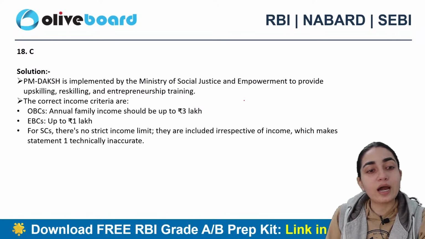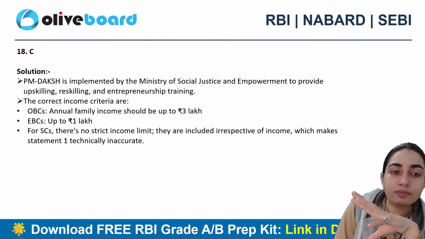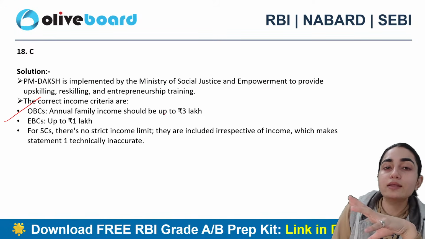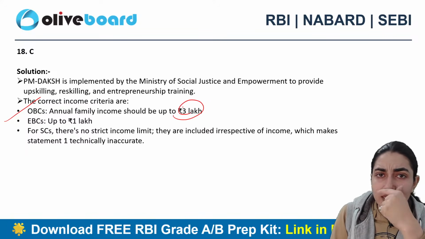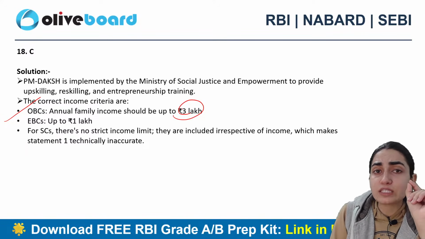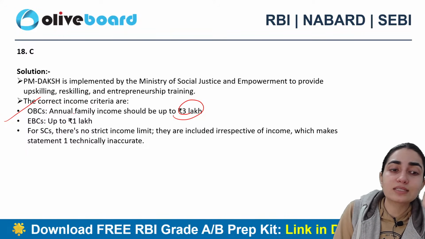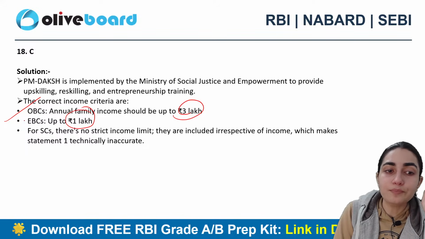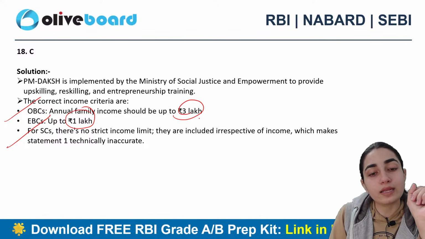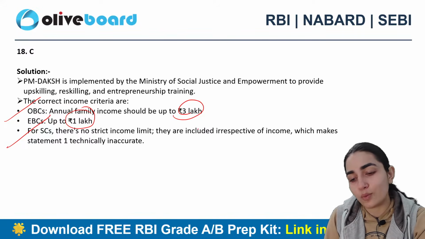Alright, good. So here, if I talk about this particular mission, for OBCs the annual income should be up to what, that is 3 lakh itself, right? If I talk specifically about economically backward classes, that is up to 1 lakh only. And for SCs, there is no strict income limit here, so that becomes the odd one here, right?